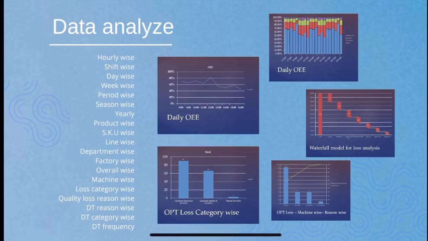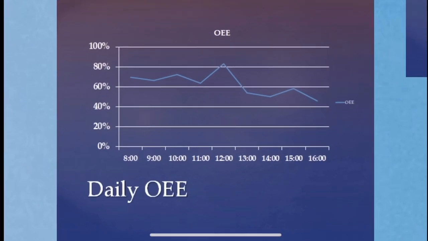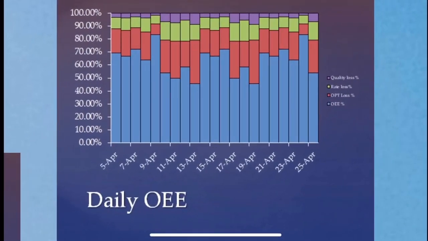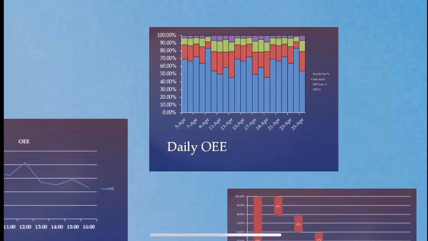Once this data is available in Excel or a table form, the OEE application enables us to make different kinds of charts. One example is a line chart, which looks like this, in which hourly OEE is presented by a line, or we can present it in the form of a lollipop chart. Here we can see the OEE of the day and the contribution of the losses: OPT loss, quality loss, and rate loss.